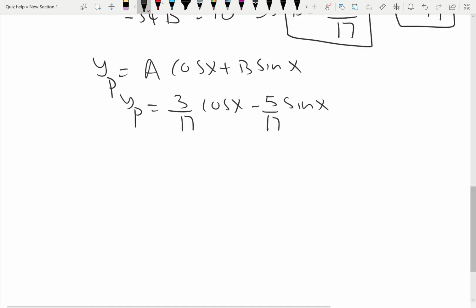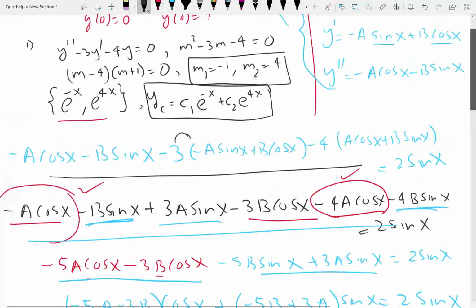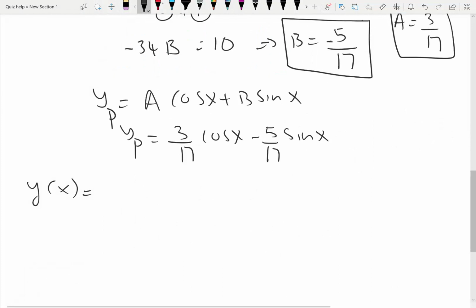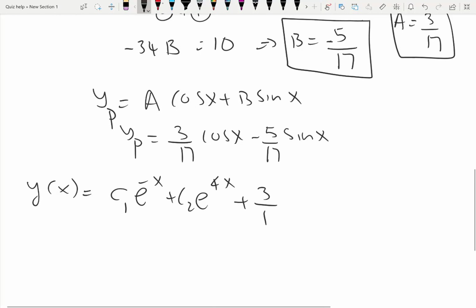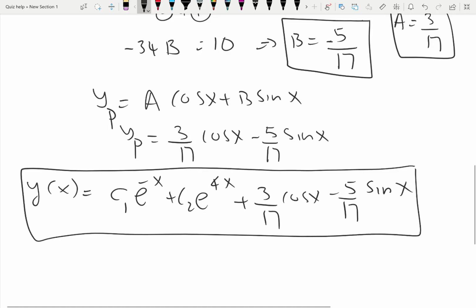Now what is the general solution? The general solution is the complementary function, c1 e to the negative x plus c2 e to the 4x, plus the particular solution, 3 over 17 cosine x minus 5 over 17 sine x. Okay, so this is the general solution for the non-homogeneous problem. Now notice, in the particular solution you don't have parameters a and b, so that is why we call it the particular solution. But the complementary function part still has c1 and c2. We can't find them unless they give us an initial condition.